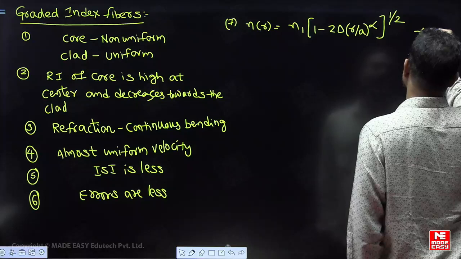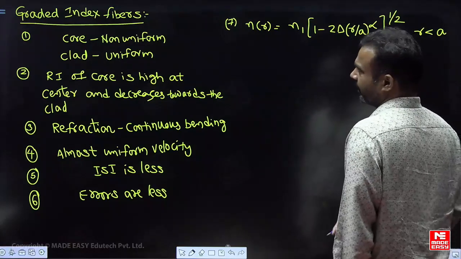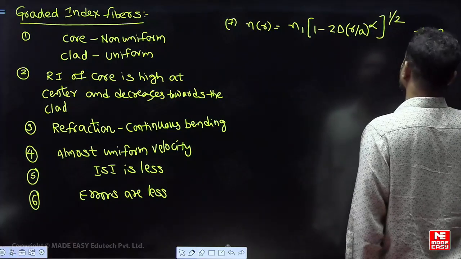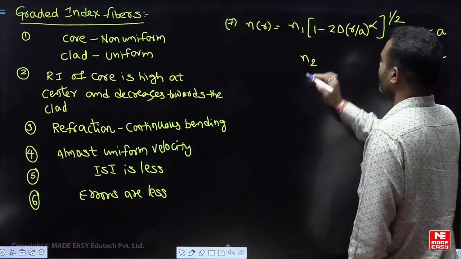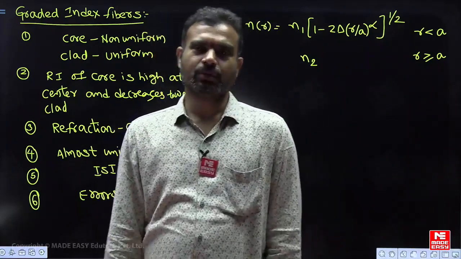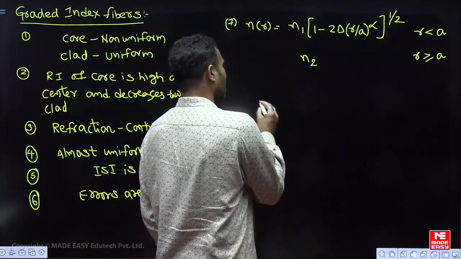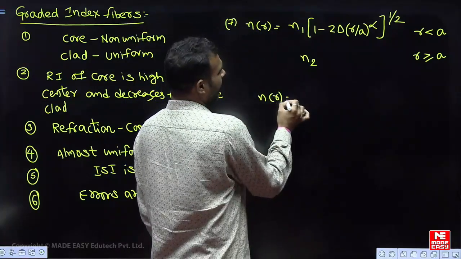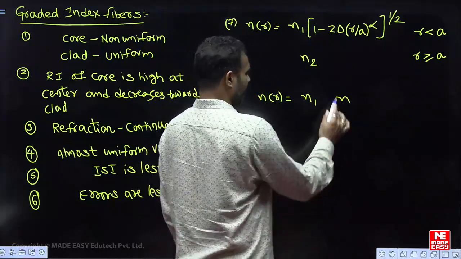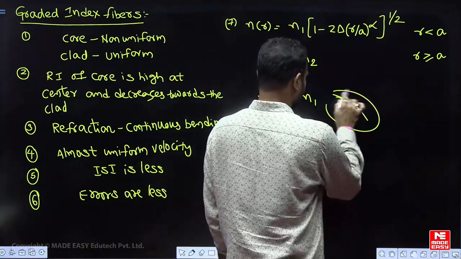Whenever your value of R is less than A, this is the formula for gradient index fibers. For example, when the R value is greater than or equal to A, the refractive index value is equal to N2. Remember carefully, students, as you studied in yesterday's class, for reference I am writing: N of R is equal to N1 whenever your R value is less than A.